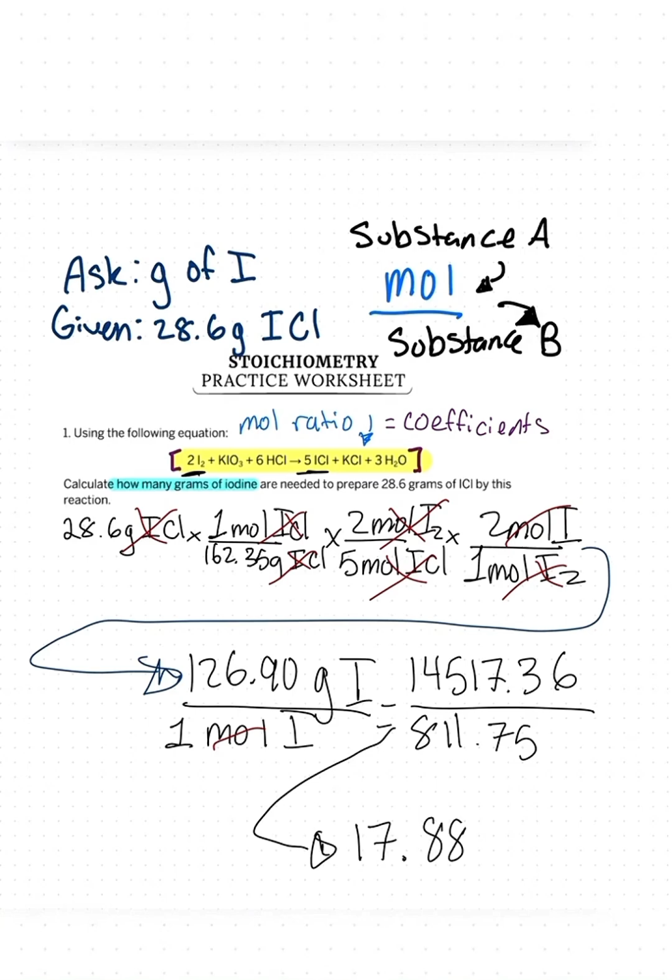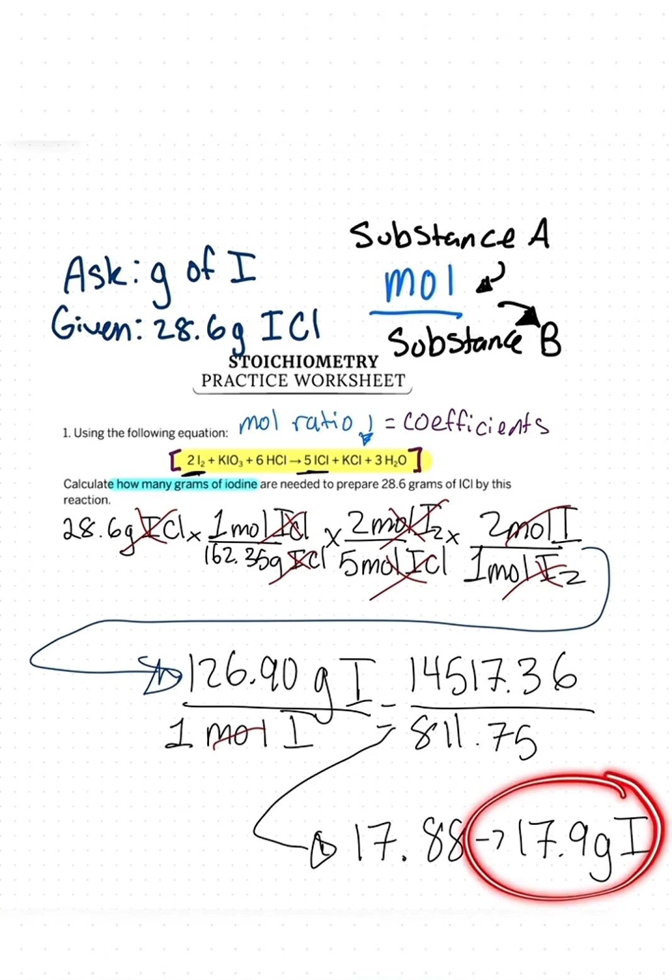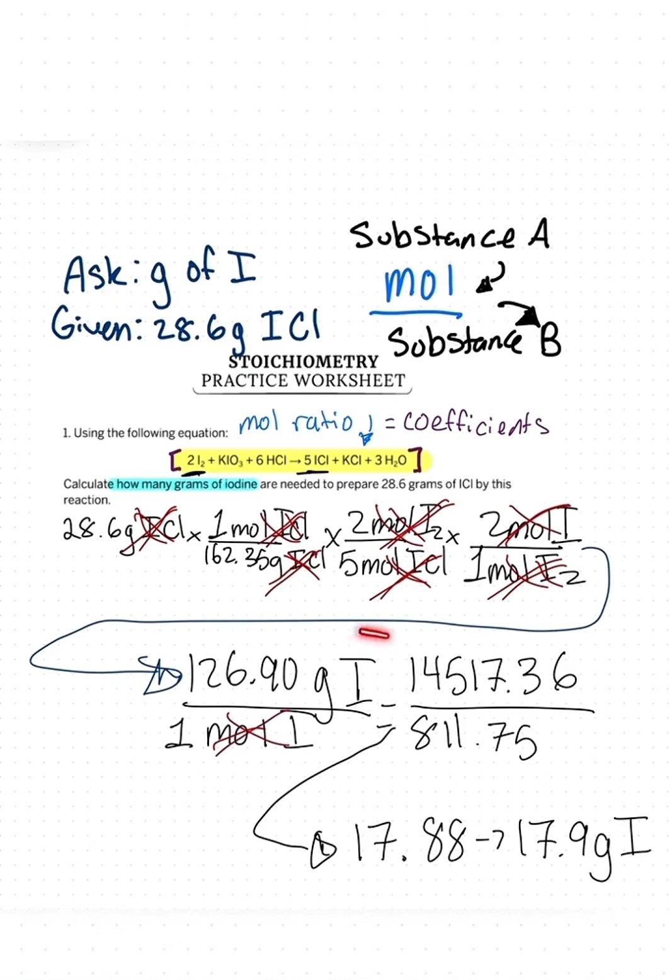But we want to do sig figs, so that's going to be 17.9 grams of iodine. How did I get grams of iodine? Well, let's look at all of our units of measurement. And this is also why it's so important to never forget your units of measurement. We cross out our grams because we had it here. Moles of ICl, moles of ICl, moles of I2, moles of I2, moles of I, moles of I. And we're left with our desired, which is grams of I. Boom, 17.9 grams. This would be our final answer right here.